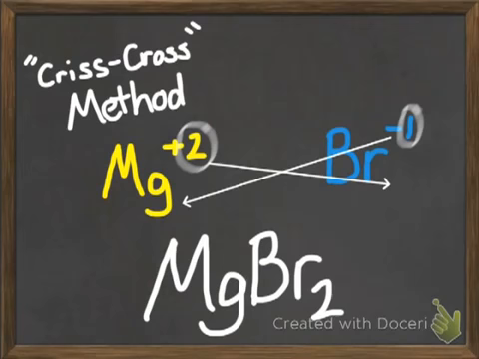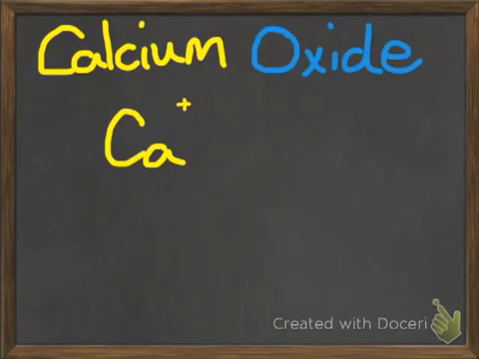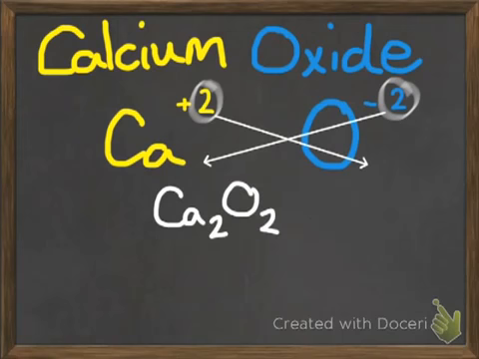So let's look at one more. Here we have calcium oxide. So calcium is a +2 cation, and oxygen, or oxide, is a -2 anion. So we do the crisscross method, like we just explained, and so that gives us Ca2O2. But something that we have to remember is that we have to reduce those subscripts. So the 2 beside the calcium and the 2 beside the oxygen, we have to reduce those.